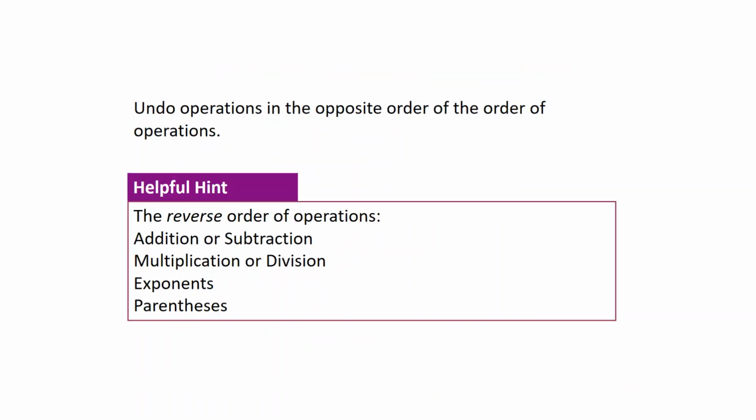Okay, so if we were to continue doing our inverses in this way, you would want to pay attention to this helpful hint. It says undo operations in the opposite order of the order of operations. So the reverse order of operations is what you would use. Now, we're not going to actually use this method that we just did very often, but if you were, you would want to add or subtract first, then multiply or divide, then do your exponents and parentheses.